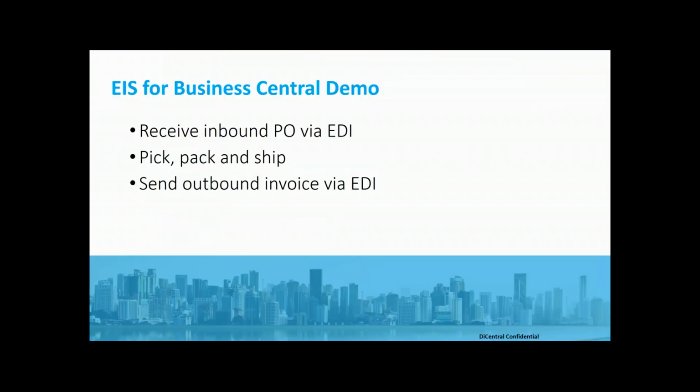The next step, I will do a live demo of our solution for Business Central. I will run a very simple flow. First, I will receive the inbound PO by EDI. When we receive the 850 in the EDI, we will export to our Business Central a sales order, and then after we receive the sales order, we can create a pick and pack for the shipment, and then we can send out the outbound invoice EDI. So this is the flow that I'm going to do for the demo.